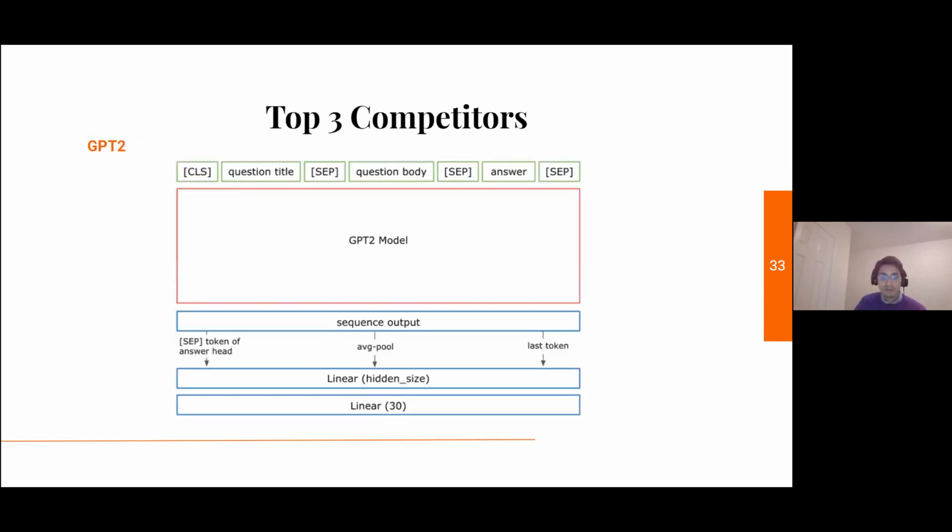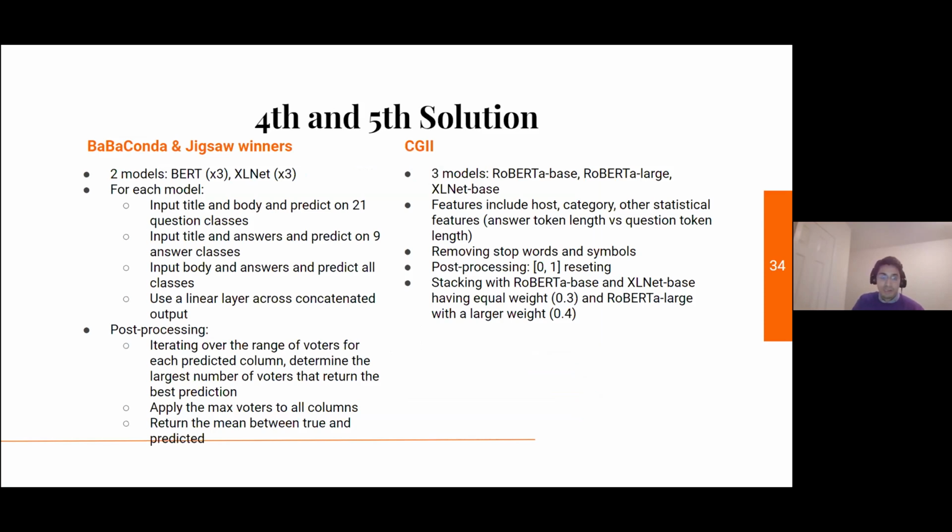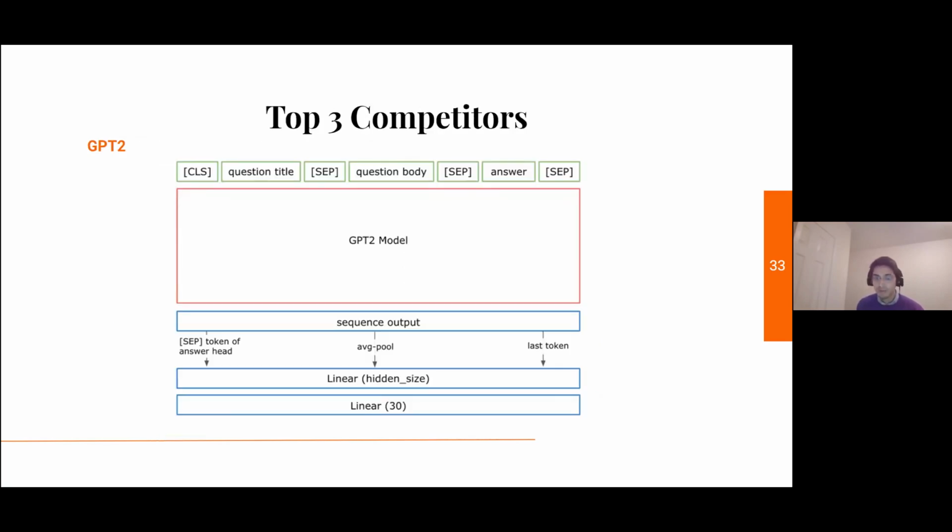For GPT-2, similarly to previous models, he sent in question title, body, and answer, but this time he took the separated token of the answer head from the sentence outputter and the last token, and then he average pooled the sentence output and sent all three into a linear layer and into a final linear layer. He didn't explain why combining the two resulted in better performance without activation, so I can't really elaborate as to why it did better.